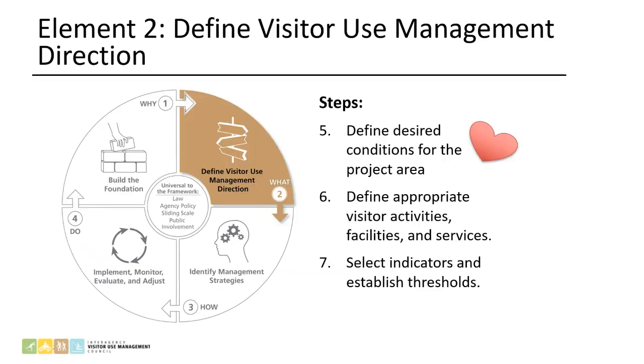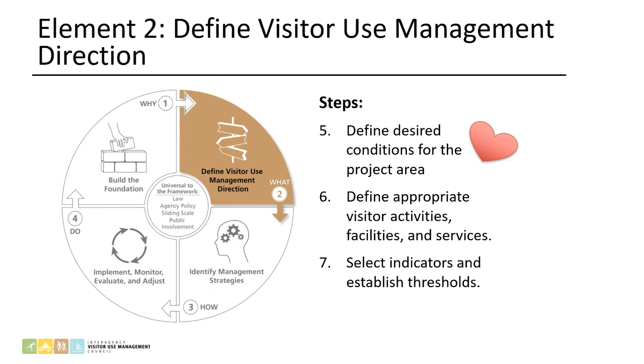From there, we'll be moving into element 2, where we're defining the direction of this project and defining the direction of access to Yosemite. So we want to be thinking about where do we want to go and how will we know when we get there. So we'll be working on things like desired conditions. And this is the heart of the process. What are we managing for and why does it matter to us?